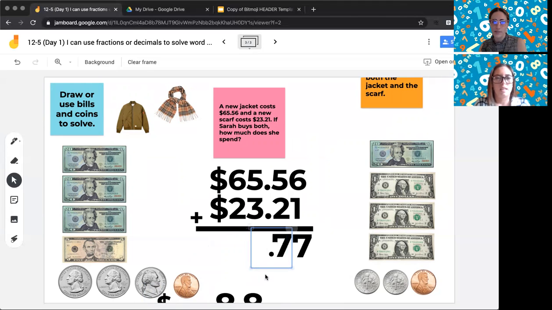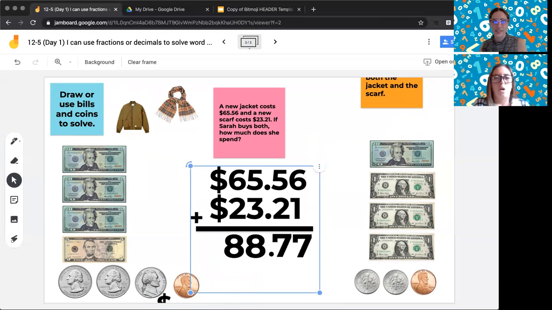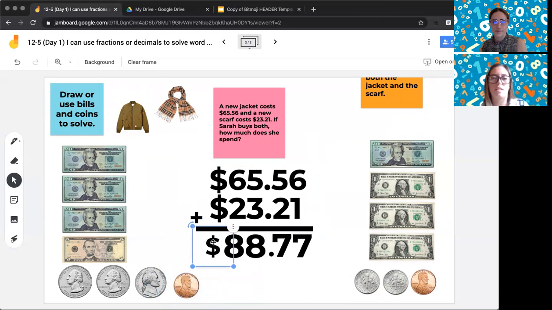Then we can move on to our whole number in our ones place. 5 plus 3, 8. Tens place. 6 plus 2, 8 again. This is a tricky number. What are we missing here, Ms. Schultz? We need to put a dollar sign because we're talking about money, and without the dollar sign, no one will know that we're talking about money. Should we count the bills just to check our answer?